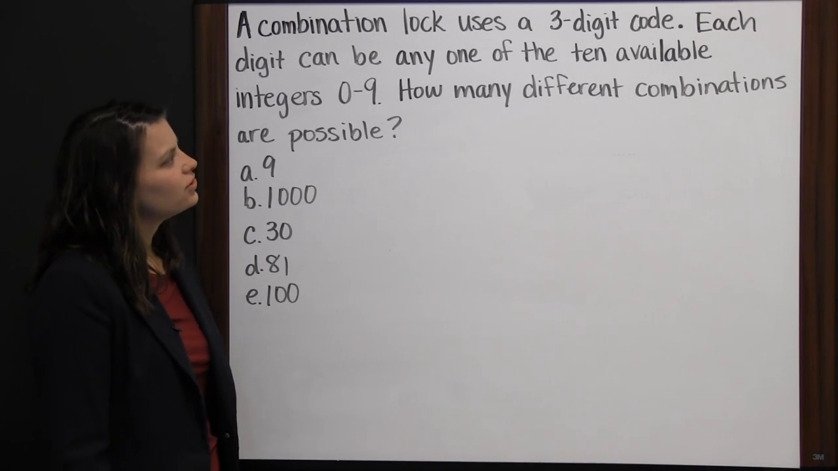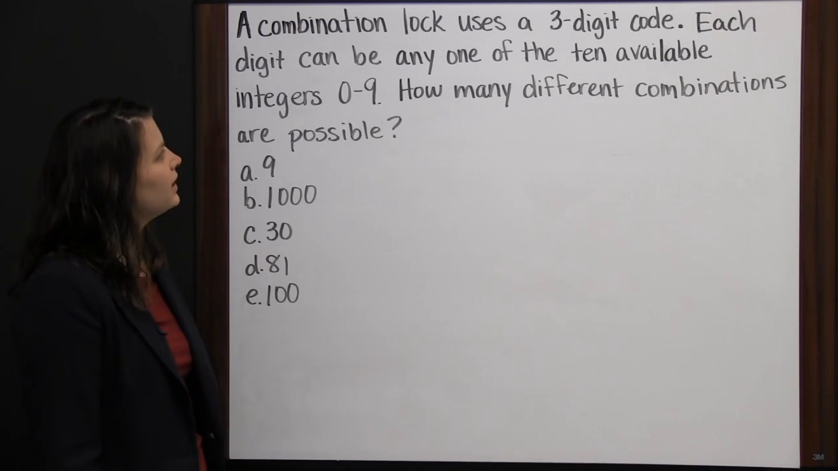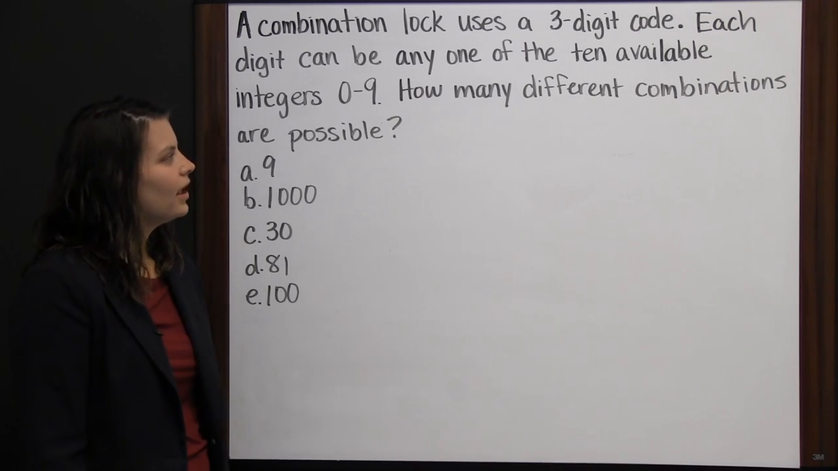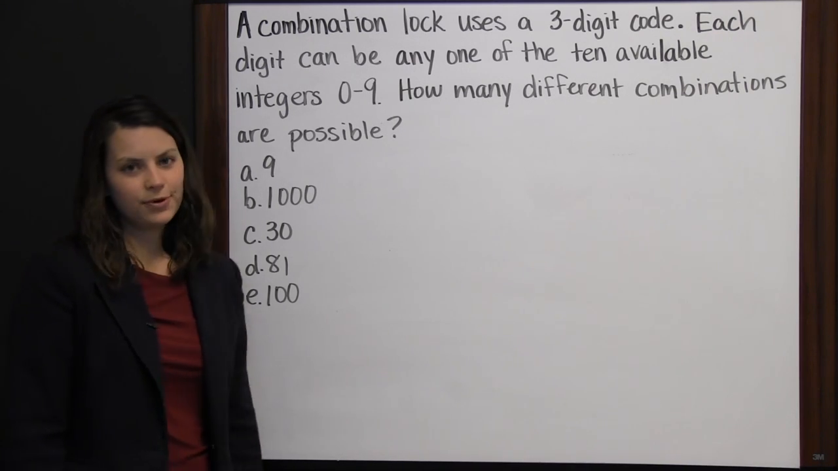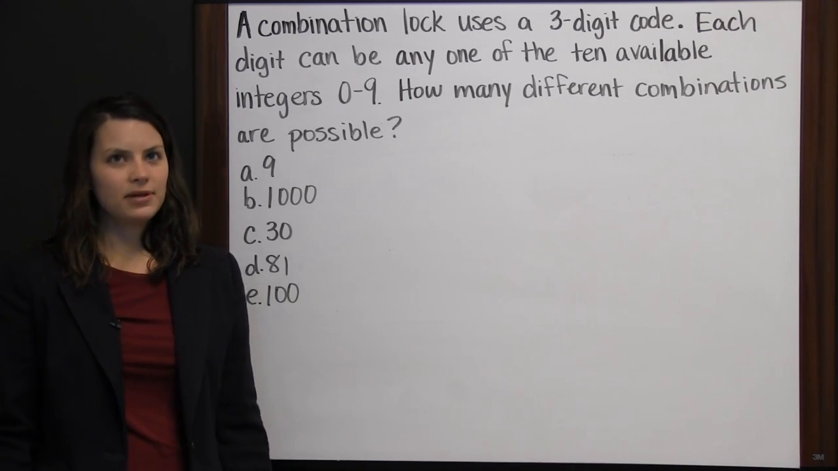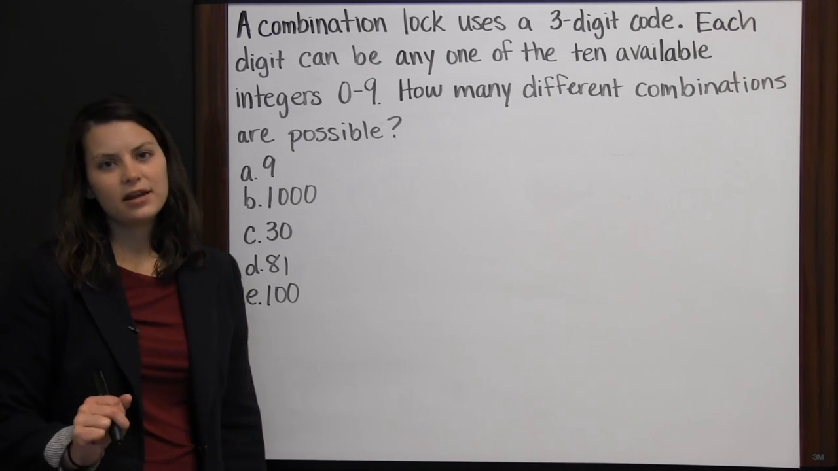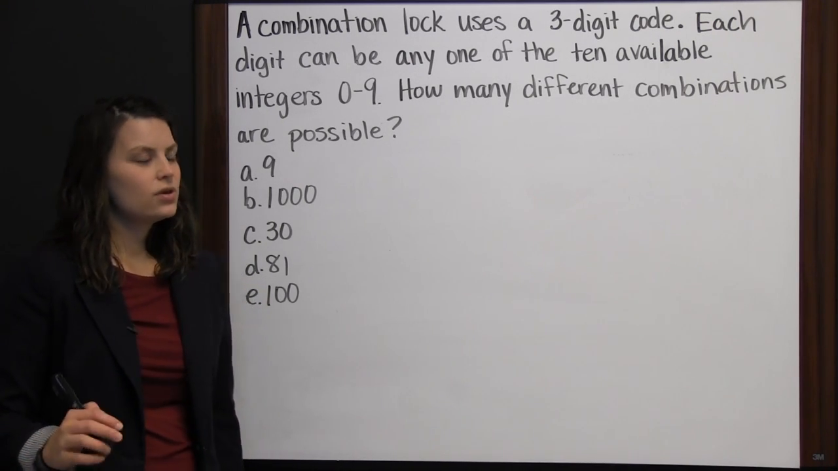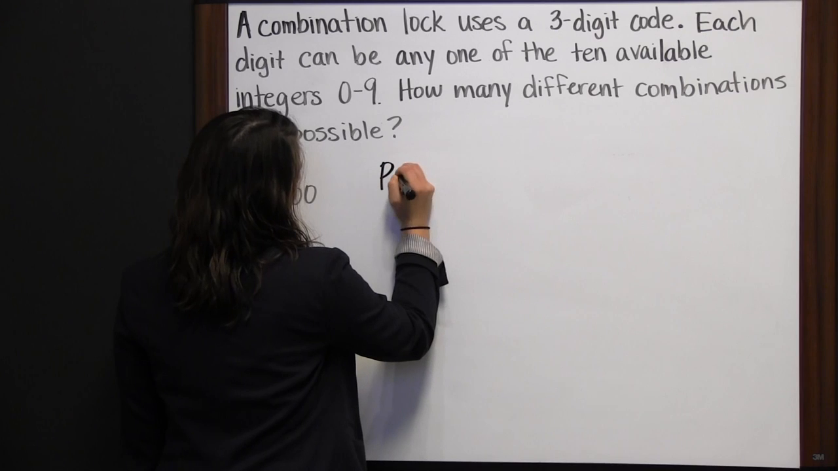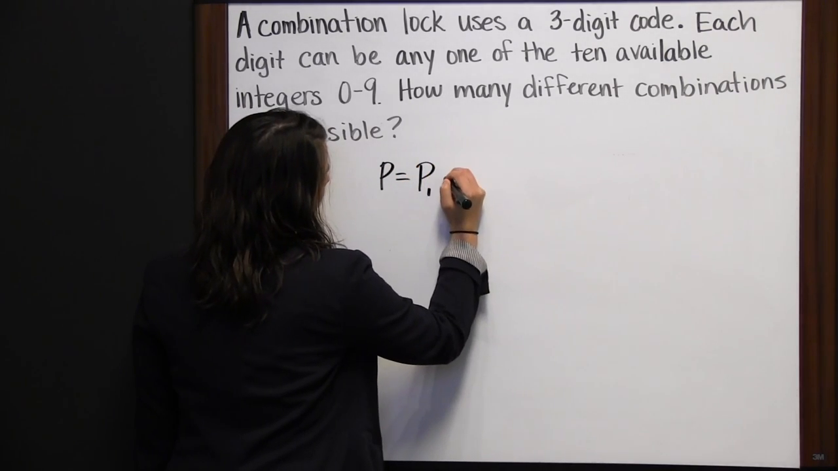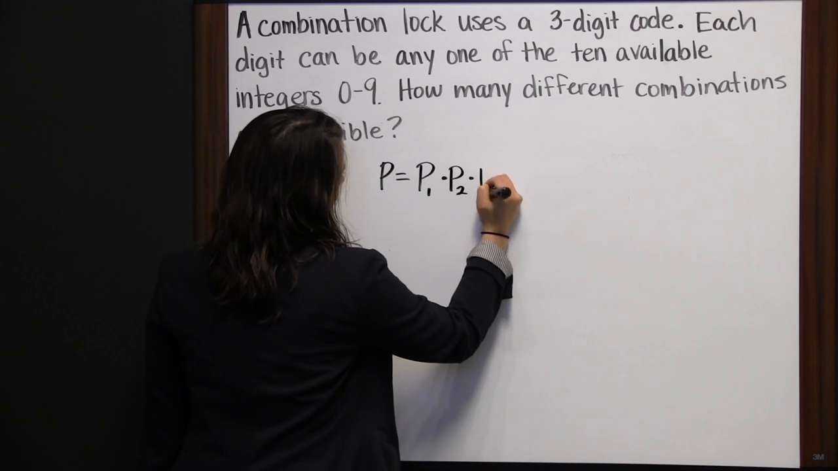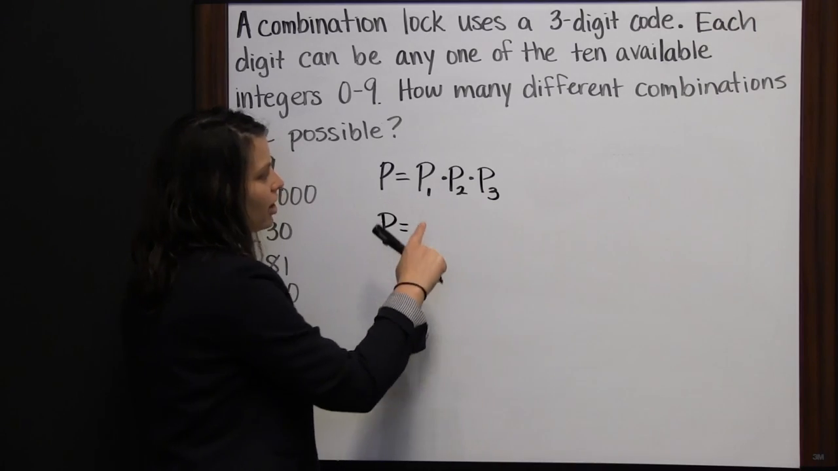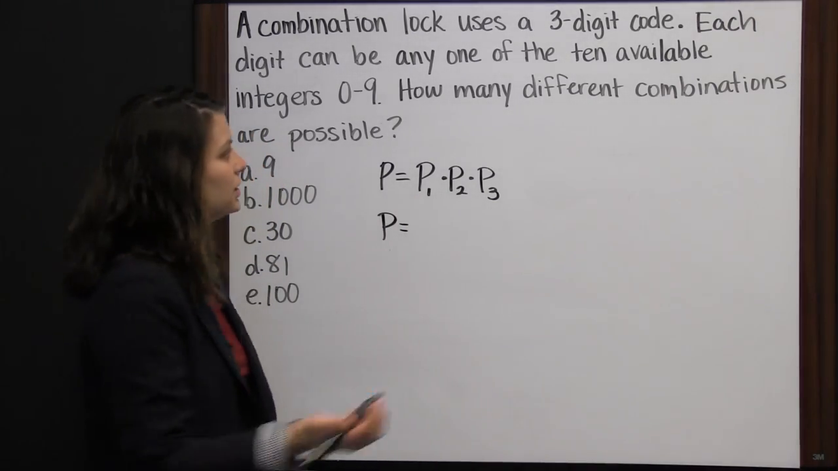A combination lock uses a 3-digit code. Each digit can be any of the 10 available integers, 0 through 9. How many different combinations are possible? In this probability problem, there are 3 independent events. Independent meaning they don't affect each other. So to find the possible outcomes, we would have to find the product of the possible outcomes for these 3 independent events.